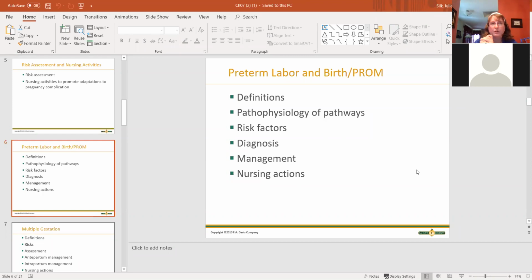Now, there are people who it's way too early for you to deliver. Sometimes, maybe you have an incompetent cervix or something that's just not keeping the baby in there. So sometimes physicians will actually sew the cervix closed if they think that would be beneficial to this person, to try and keep the baby in longer. And then when it's time to deliver, they would undo all of that, of course.